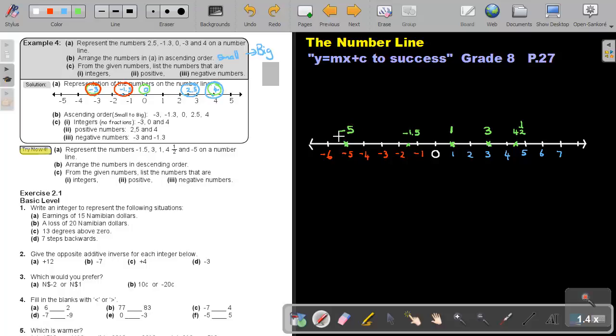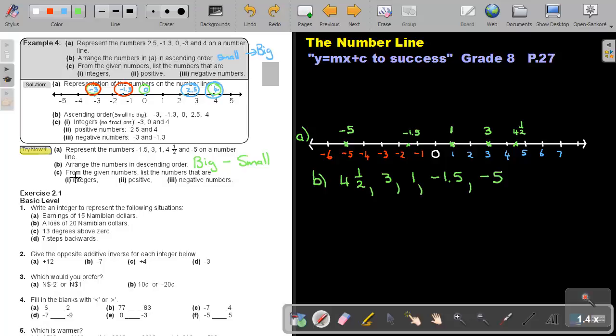Okay. And now, number B. Arrange the numbers in descending order. Remember, D for down. So, it will be from the biggest to the smallest. So, I will start from the biggest and I will list it until the smallest. So, this was number A. If I do number B, the biggest is 4.5. Then it will be 3. Then it will be 1. Then negative 1.5. And then negative 5.